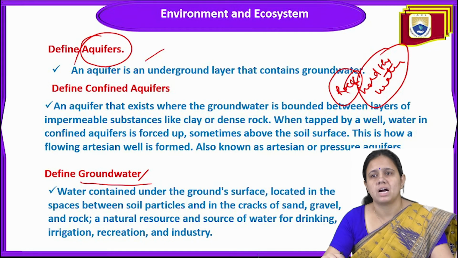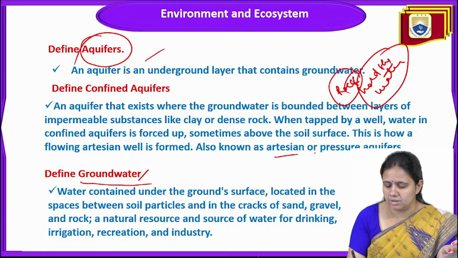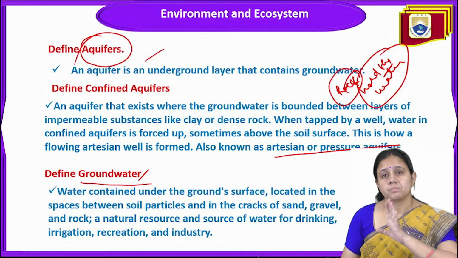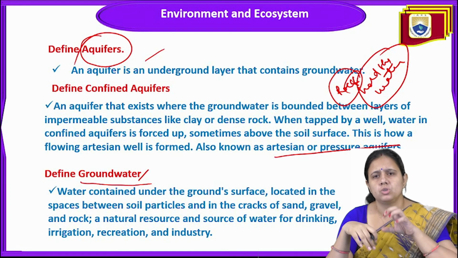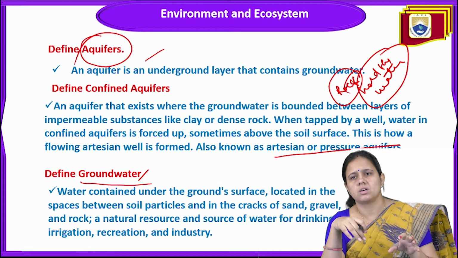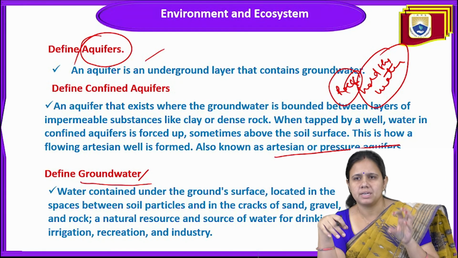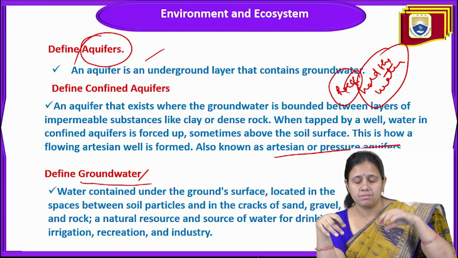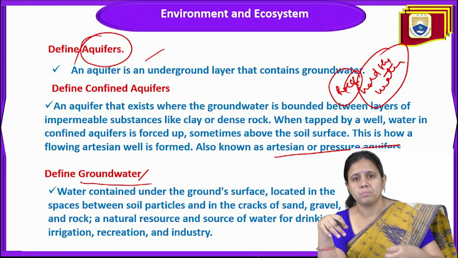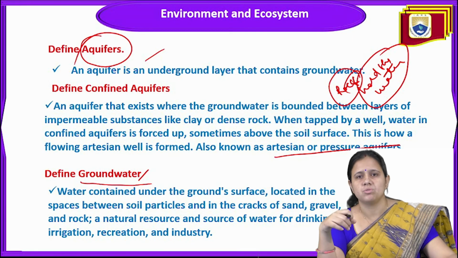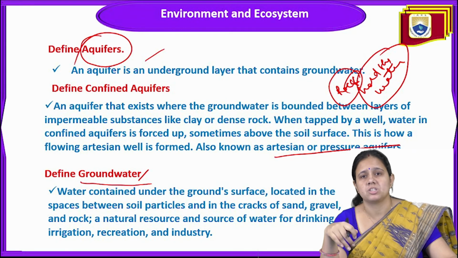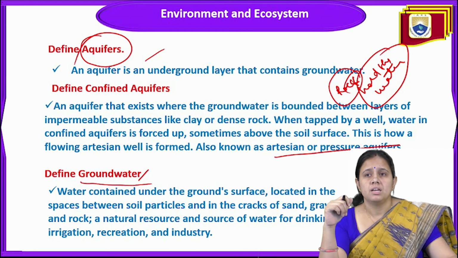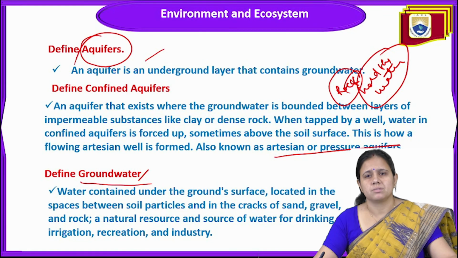It is known as artesian pressure or aquifers. Means confined aquifers exist where the groundwater is bounded between two layers of impermeable rocks, and these are like sometimes it will be a clay or dense rock, and when it will be trapped by a well, automatically that water will come out in a very force and pressure, and this is called as artesian pressure, and this is the artesian aquifers also, that this is called about the confined aquifers.